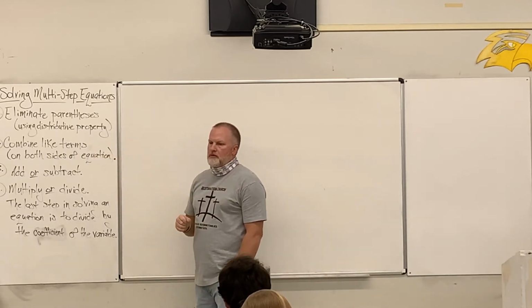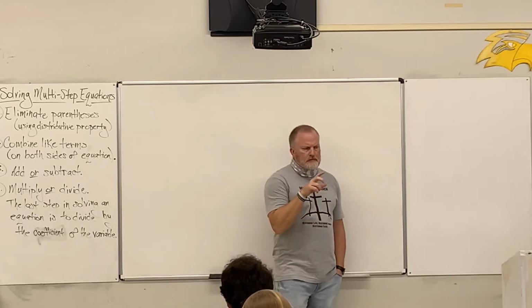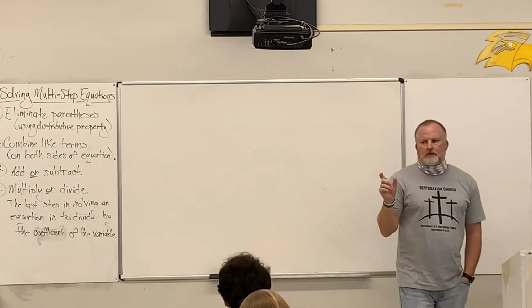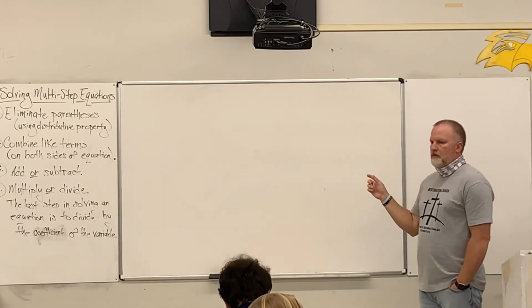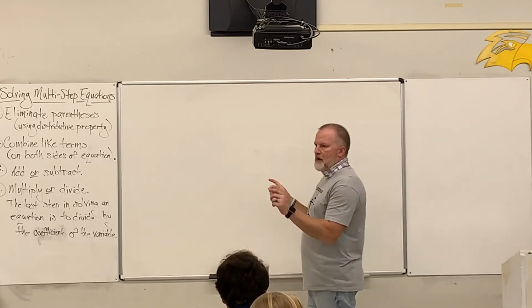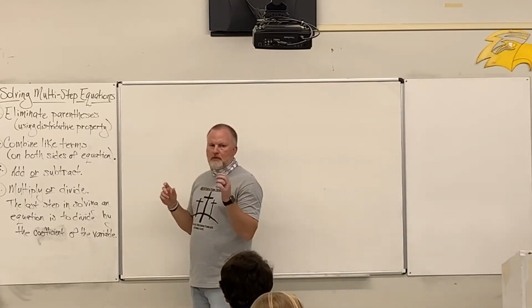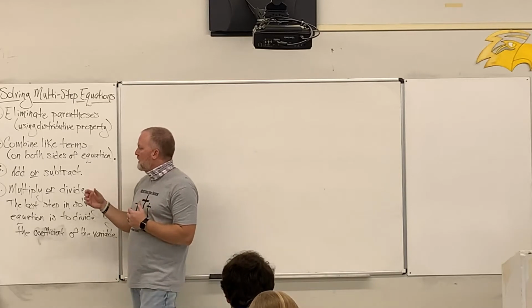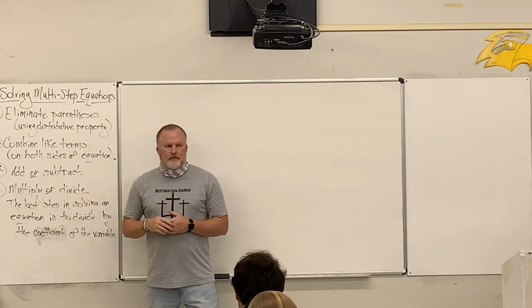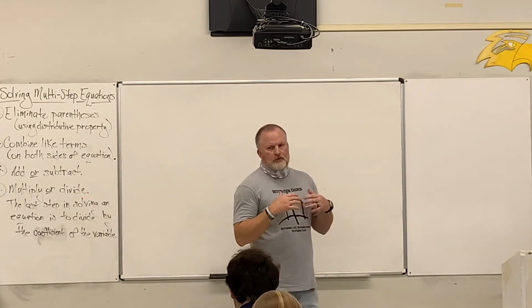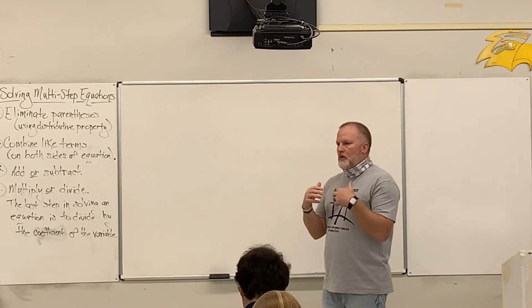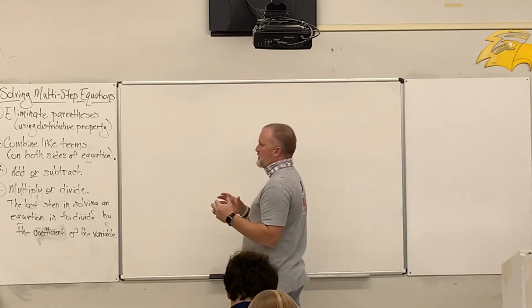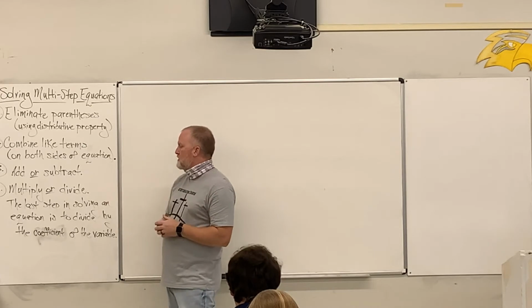Second thing we wanna do is to combine like terms. So you may have like terms on one side of the equal sign, or you may have like terms on both sides that you have to combine. Alright, and that's what we're gonna look at today. Then add, subtract. So we've been talking about that when we're solving equations, we're actually doing the order of operations in reverse. So that addition and subtraction would come before multiplication and division.